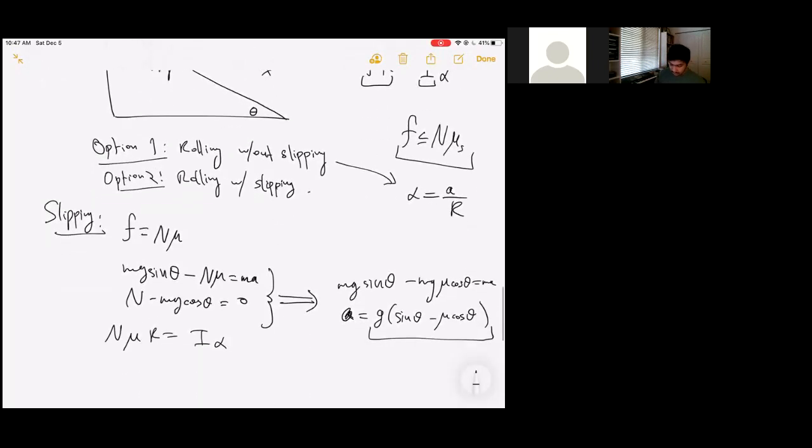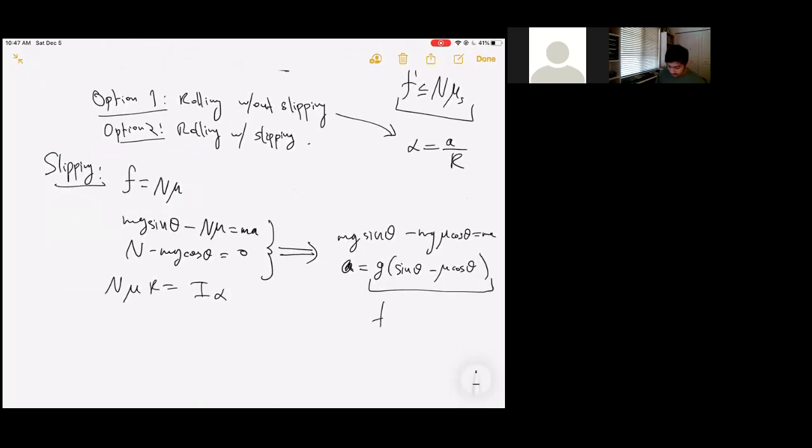And again, now this also tells us the critical value. The critical value is this, the smallest value for which it starts slipping by this equation.